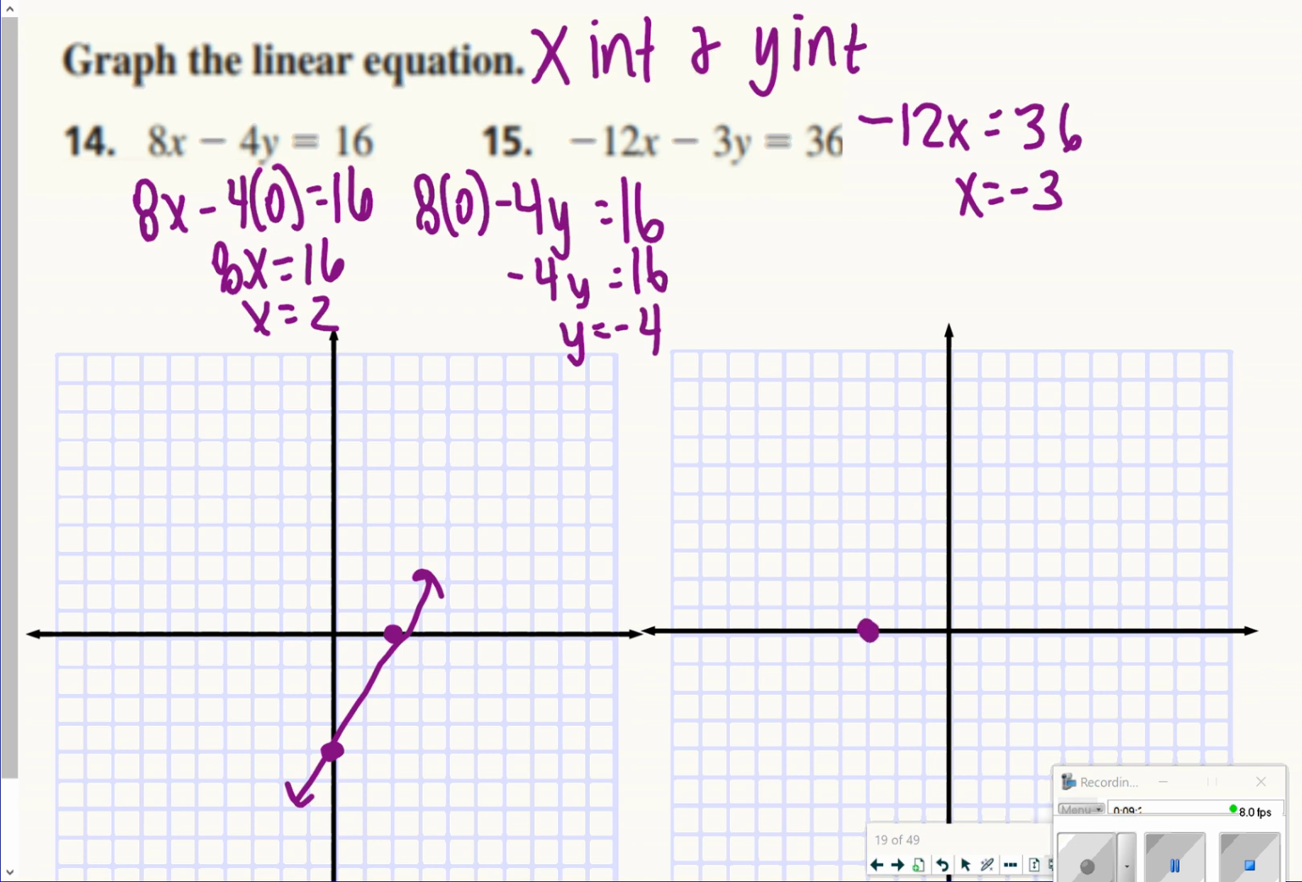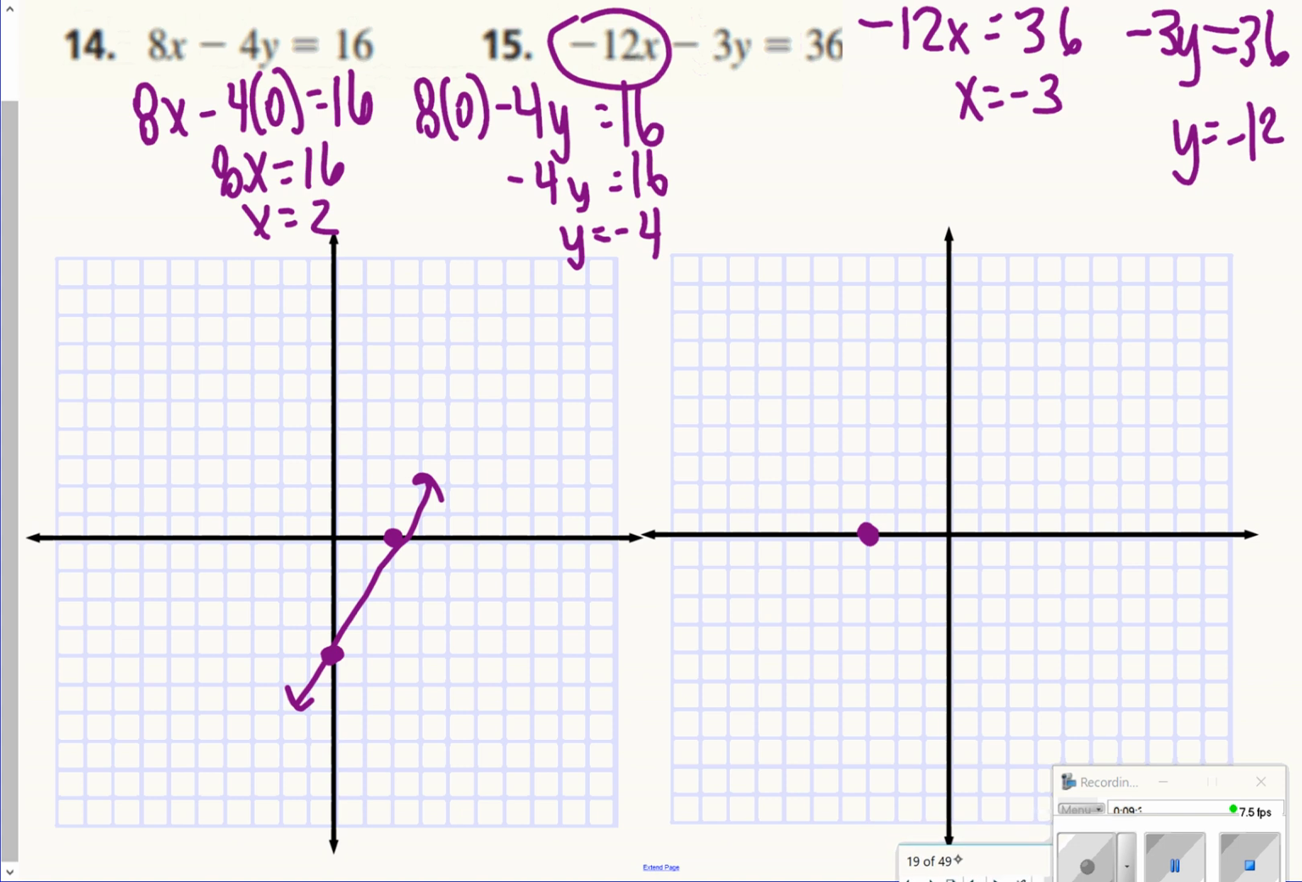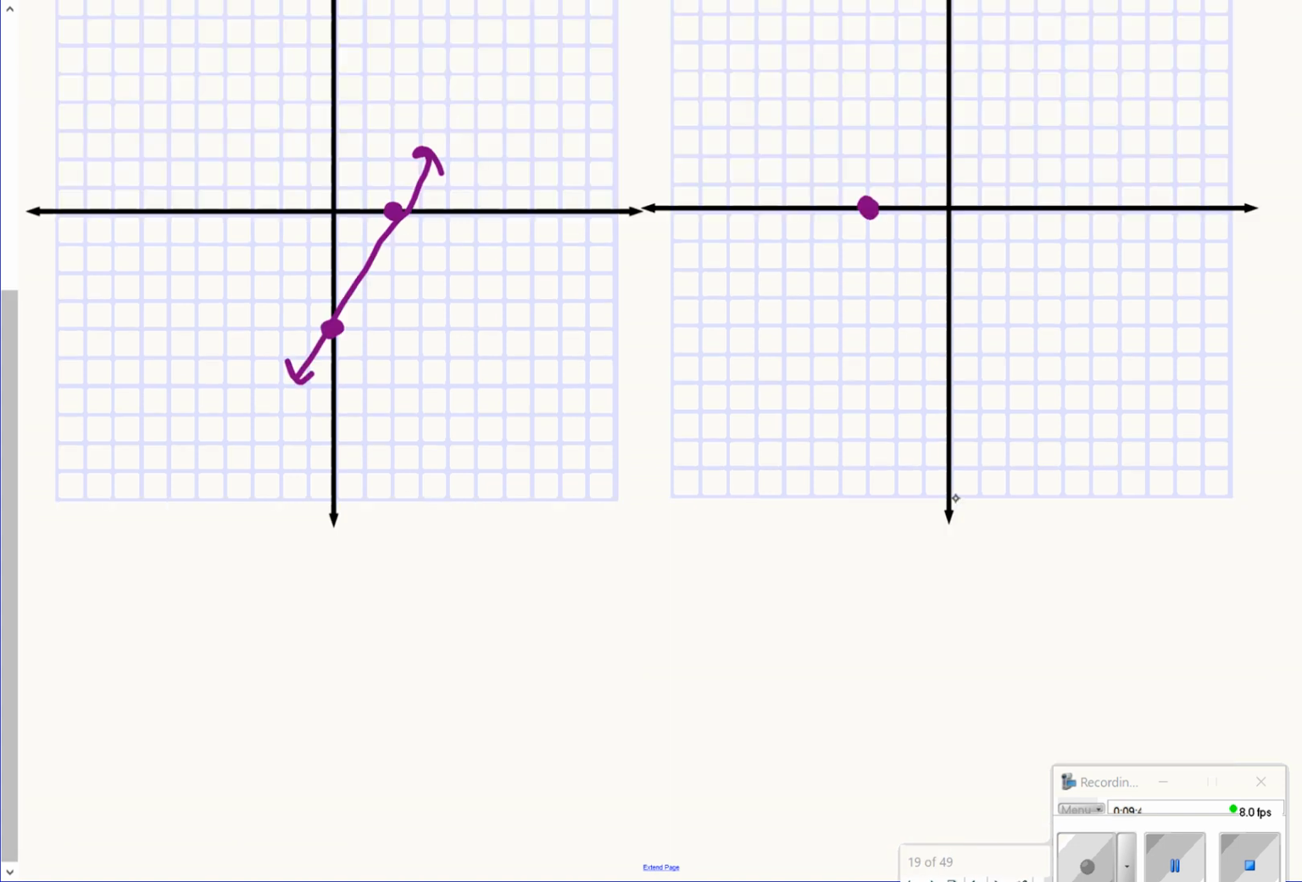And then I do the same thing for the y. -3y, because the 0 filling in for the x cancels out, is equal to 36. Y is equal to -12. This one's actually going to go off my graph just a little bit because I only go up to 10 here. So it'll be way down here. 10, 11, 12, about here.